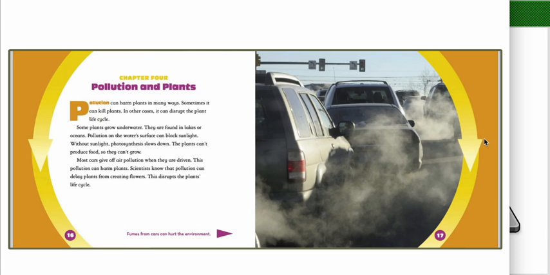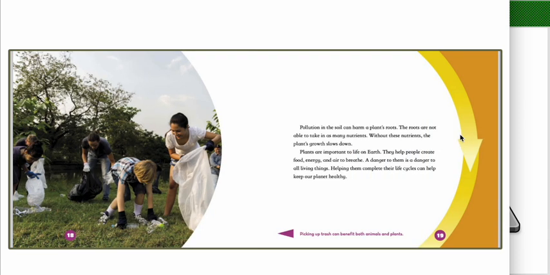Most cars give off air pollution when they're driven. This pollution can harm plants. Scientists know that pollution can delay plants from creating flowers, and this can disrupt the plant life cycle. Pollution in the soil can harm the plant's roots. The roots are not able to take in as many nutrients. Without these nutrients, the plant's growth will slow down.